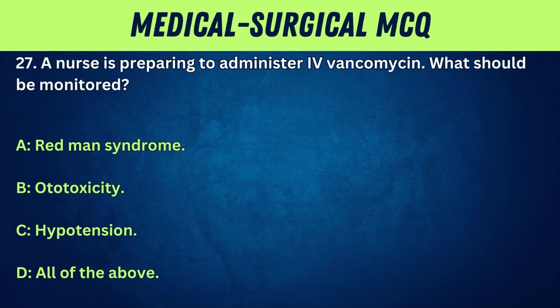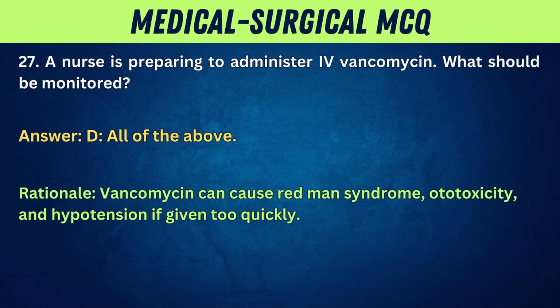27. A nurse is preparing to administer vancomycin. What should be monitored? A. Red man syndrome. B. Ototoxicity. C. Hypotension. D. All of the above. Answer: D. All of the above. Rationale: Vancomycin can cause red man syndrome, ototoxicity, and hypotension if given too quickly.